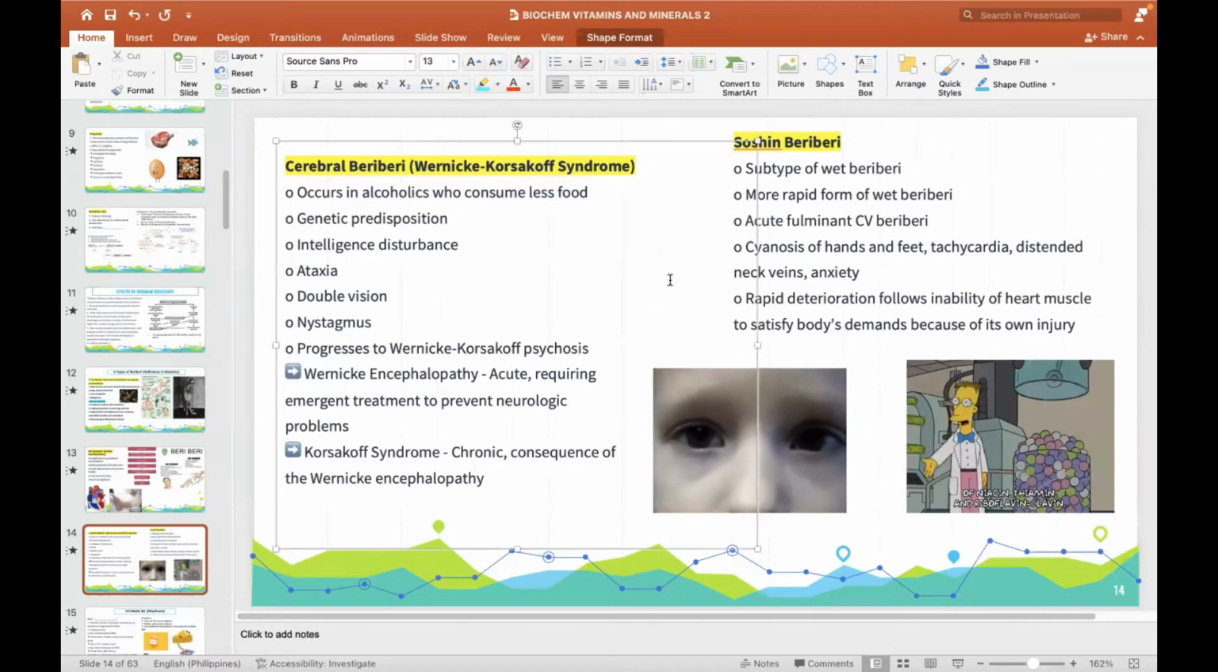Again, we have 4 types of beriberi. We have the wet, the dry, the cerebral, and then the Soshin. Si Soshin, mainly subtype lang po talaga siya ni wet beriberi. Okay?